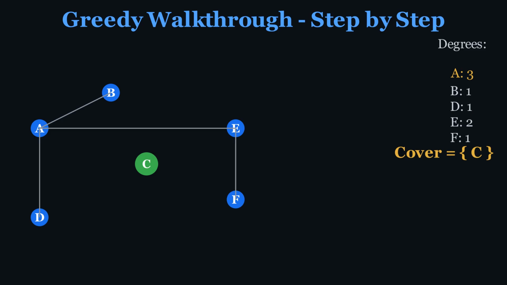Now A has the highest remaining degree, so A becomes the next natural choice. Notice how the degree table changes after each removal. Those updates tell us which part of the graph still carries the most uncovered structure.